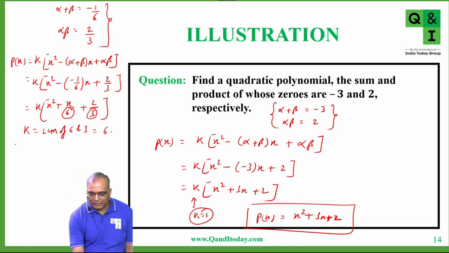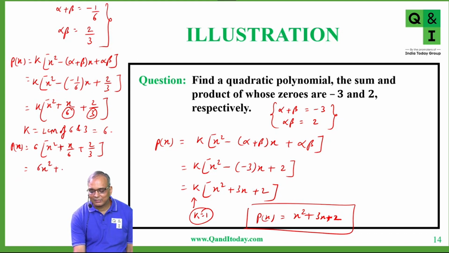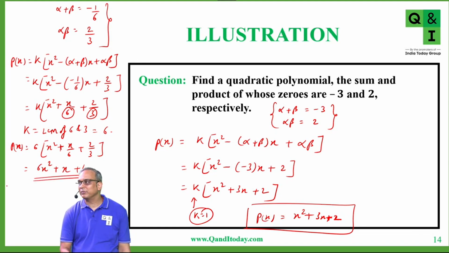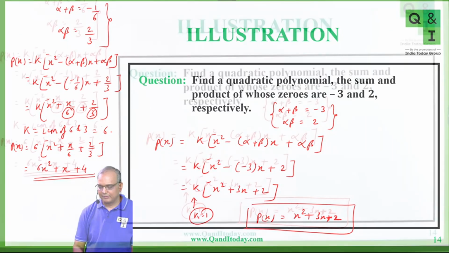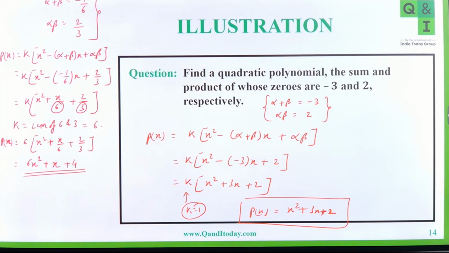So the polynomial p(x) will become 6 times x square plus x by 6 plus 2 by 3, right? Which is equal to 6x square, then 6 into 1 by 6 will get cancelled, so plus x, and then you have 4. So 6x square plus x plus 4 is the polynomial. Is it clear, students? You can note this down.